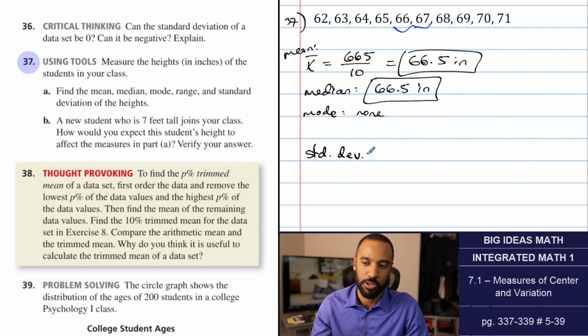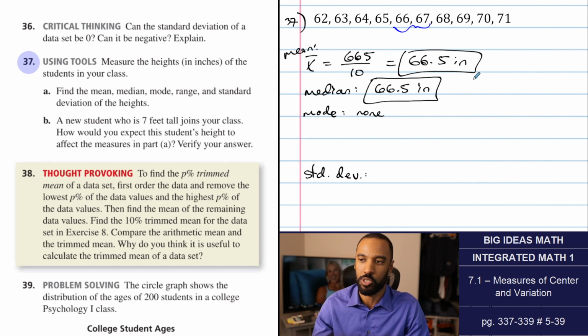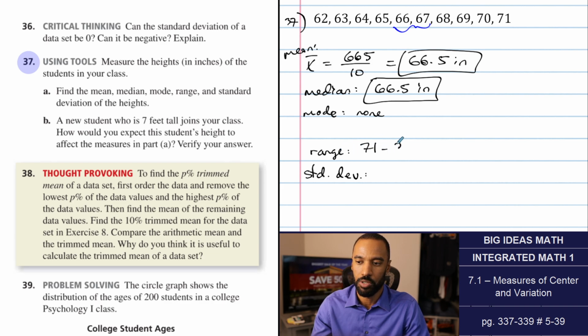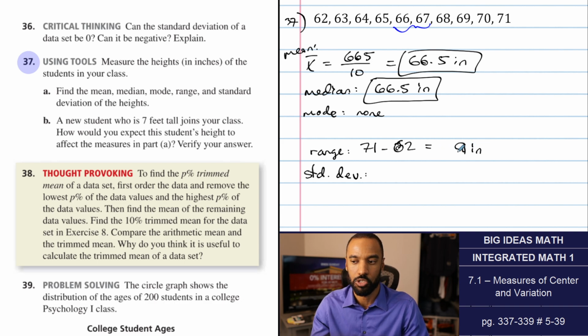I'm going to do range first actually here. Range is the distance, or the height difference, between the tallest and shortest students. So the range is going to be 71 minus 62, which is 9 inches. That's the height difference between tallest and shortest student.